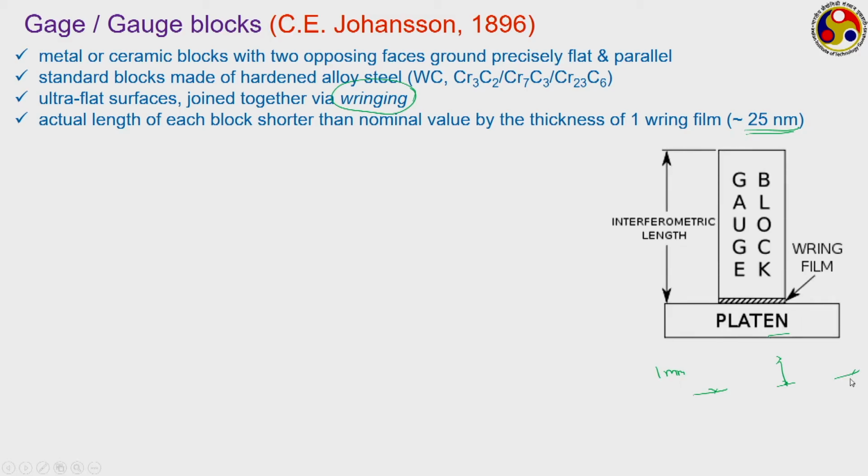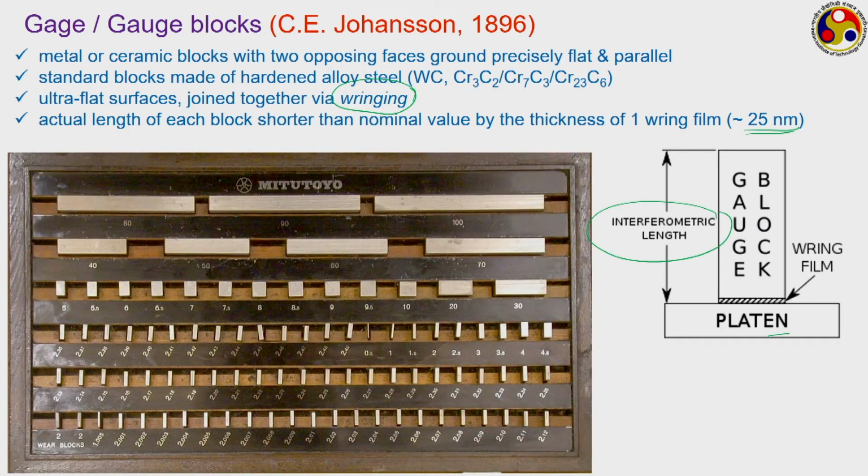This is the way they generally look like: the gauge blocks and a small ring film, extremely thin. The height of the blocks is often referred to as interferometric length as well, and the blocks, instead of the platen, can be joined with each other with this thin film in between. This is how a typical set looks like.